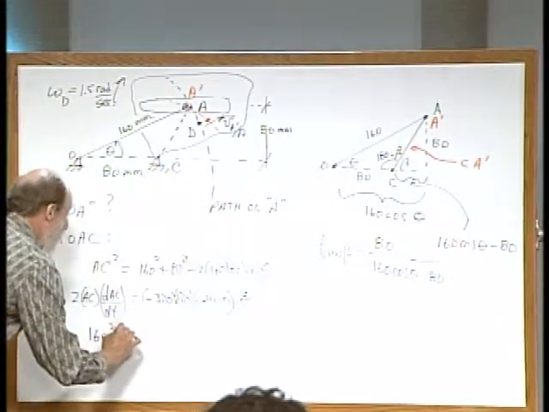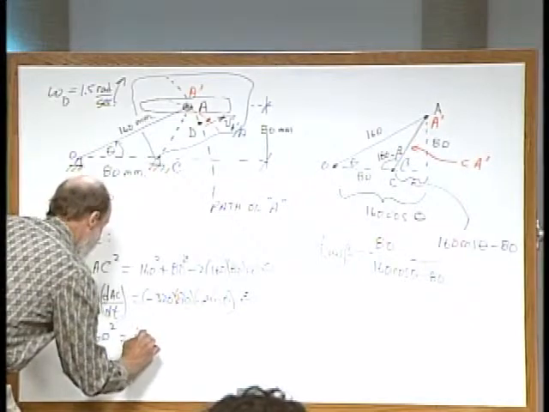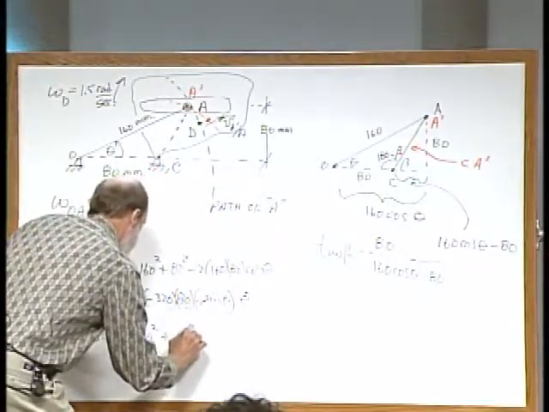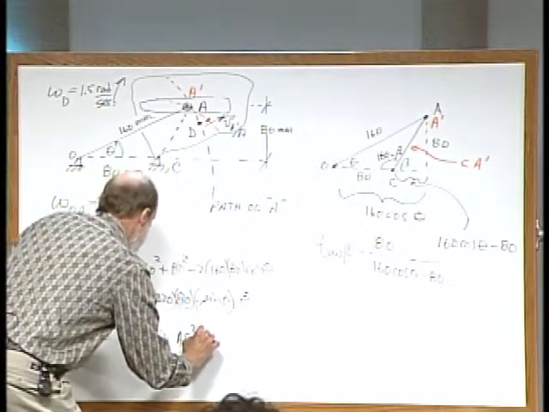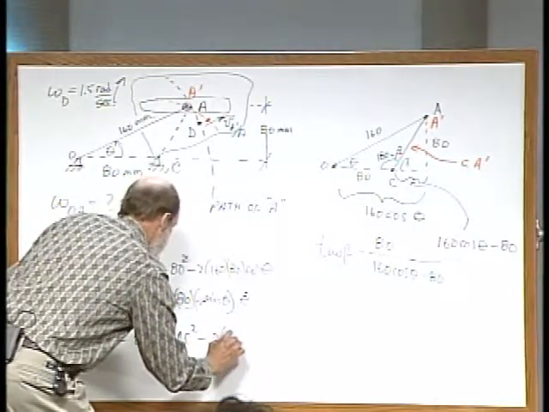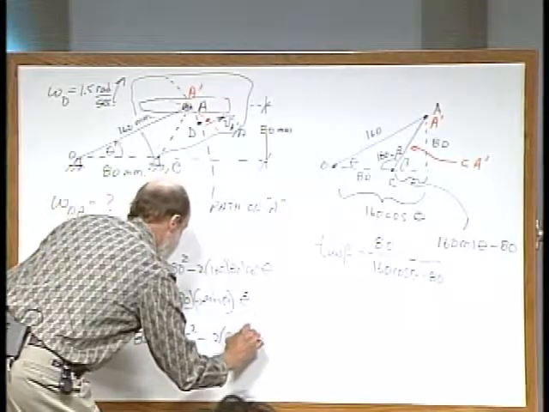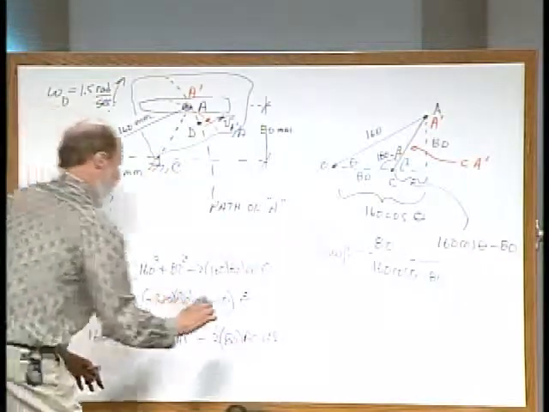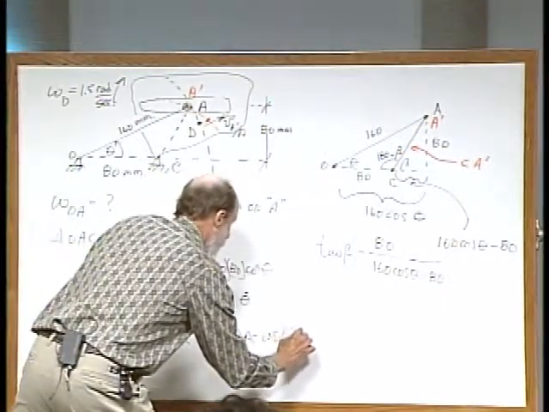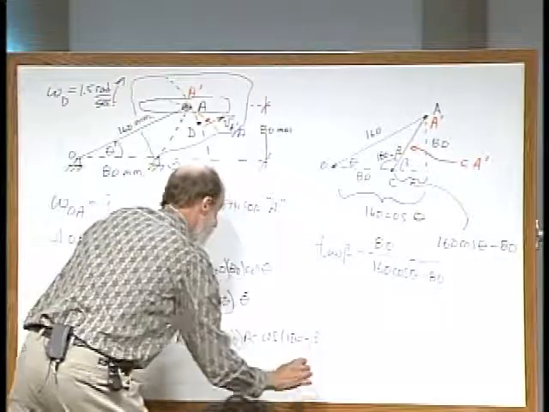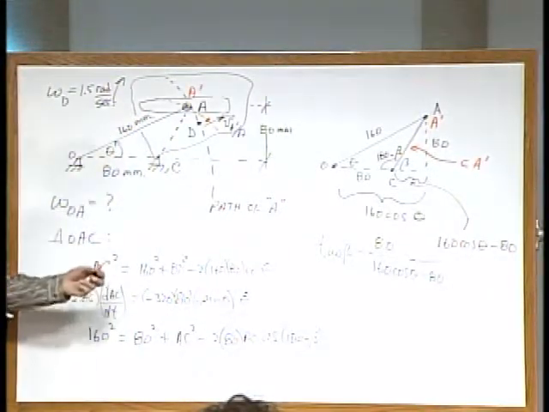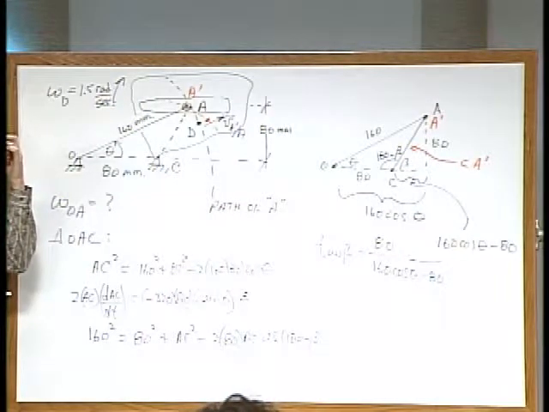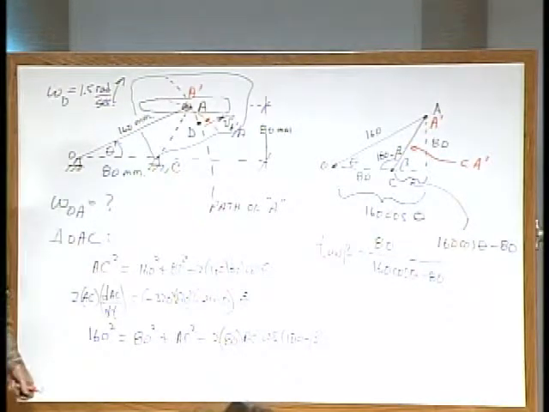That would set up as 160 squared is equal to 80 squared plus AC squared minus twice 80 times AC times the cosine of the angle opposite the 160, which is 180 minus beta. But cosine of 180 minus beta is the same as minus cosine beta.